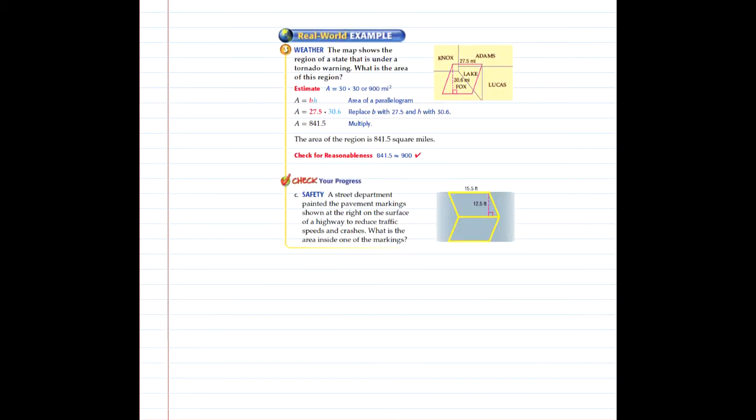The map shows the region of a state that's under a tornado warning. What is the area of this region? Well, I can see here my base is 27.5, my height is 30.6, so my estimate is 30 times 30, which is 900 square miles. When I do the actual multiplication, 27.5 times 30.6, I get 841.5, which is a reasonable answer based on my estimate.